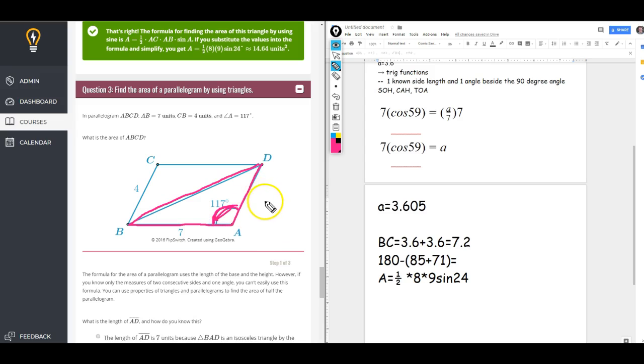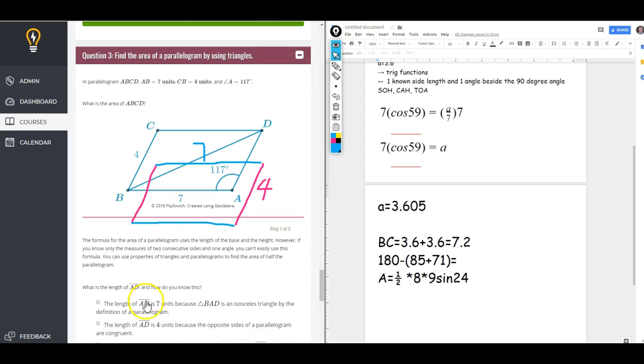So they want to know what is the length of segment AD right here, because that's the other side sandwiching this angle, 117 degrees. One thing we do know about parallelograms is that opposite side lengths have the same measure. So this side length would be 4. Likewise, the opposite side length of BA is CD, and it would be 7. So that's just some information to know.